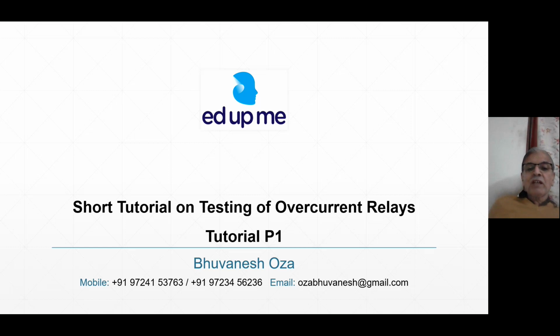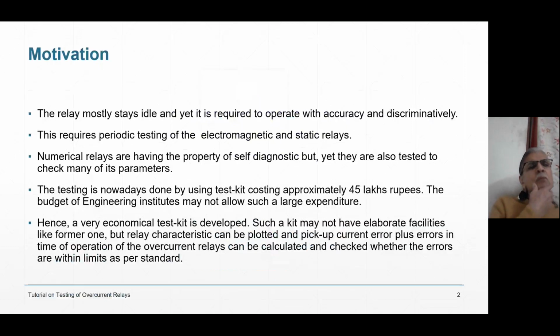So the first experiment, we start with testing of overcurrent relay. How to test the overcurrent relay. So going further to this, my dear friend, what is the motivation? Why should we do this experiment?